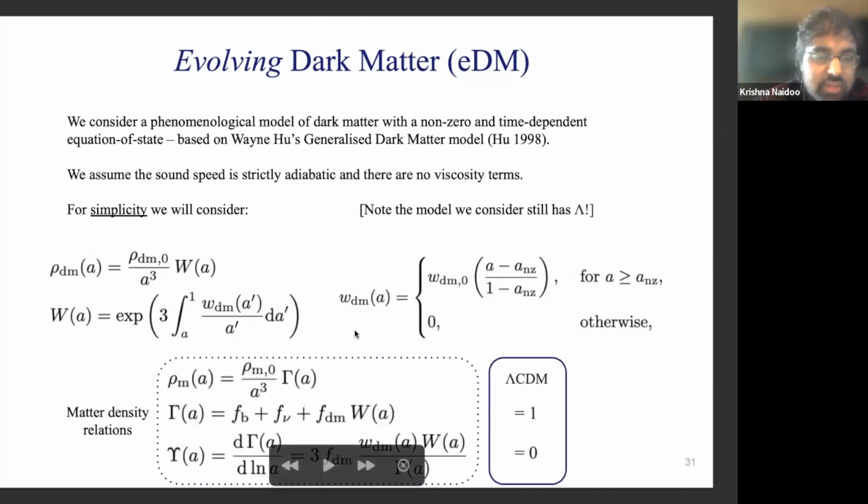Okay, so this affects how the matter density changes over time. You now have this extra gamma term, which wasn't there in lambda CDM, and this describes the evolution in this evolving dark matter model. We also get another term, which I will highlight later on, this epsilon term, and this is a differential of the term above as a function of the logarithm of the scale factor. In lambda CDM, the gamma term is 1 and epsilon is 0.